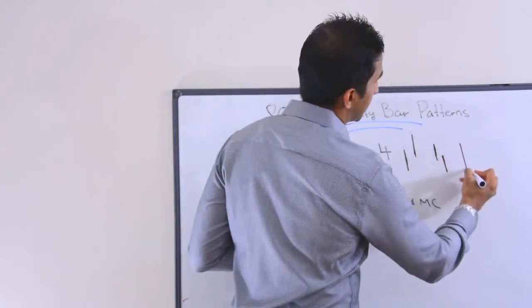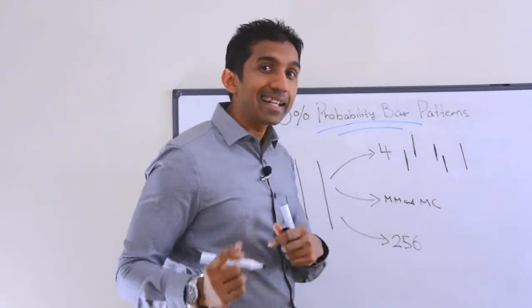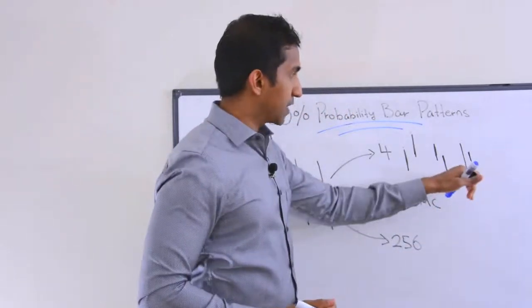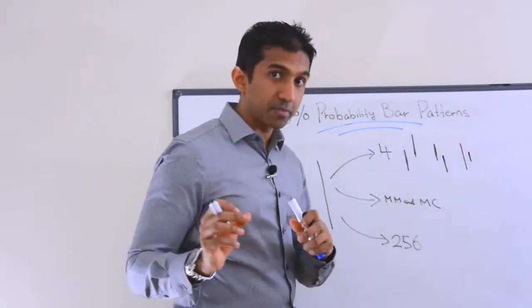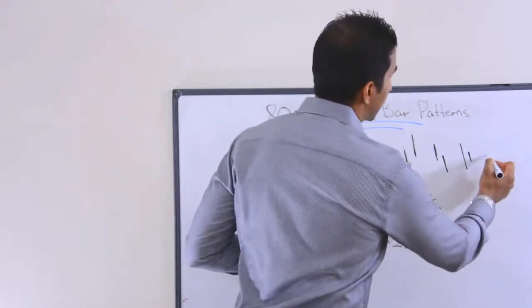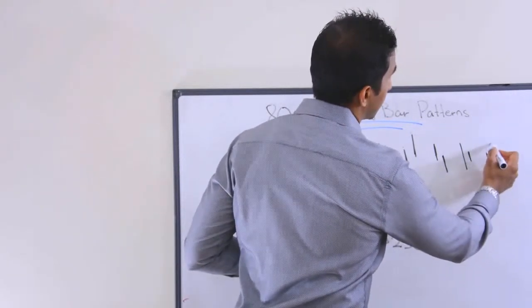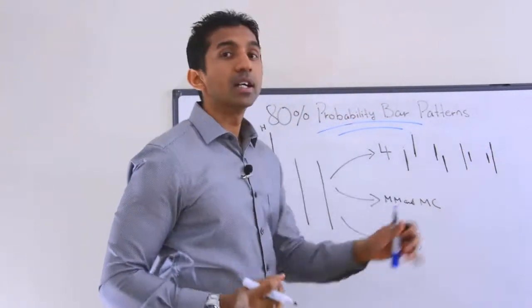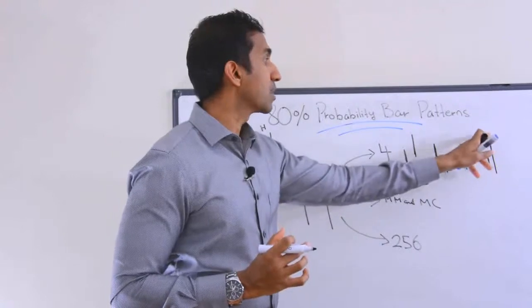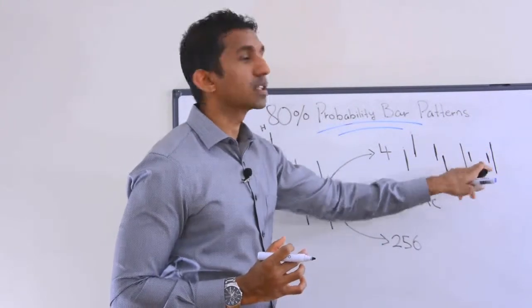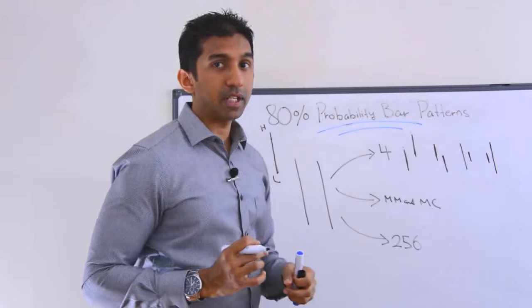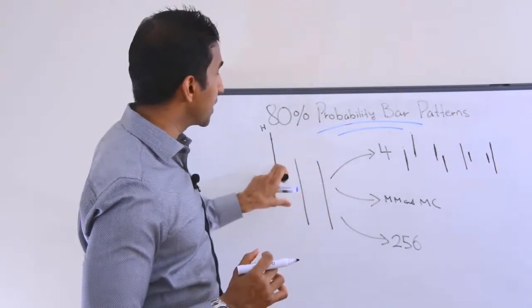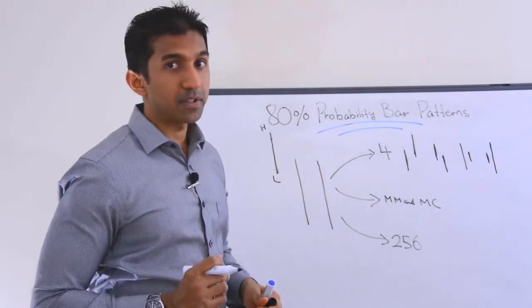Finally, the third pattern is going to be an inside bar, where the bar's high and low are engulfed by the previous bar. That's an inside bar. And finally, we have an outside bar, where that outside bar engulfs the previous bar with its high higher than the previous bar's high and its low lower than the previous bar's low. So these are the four bar patterns that you can form out of these two vertical bars.